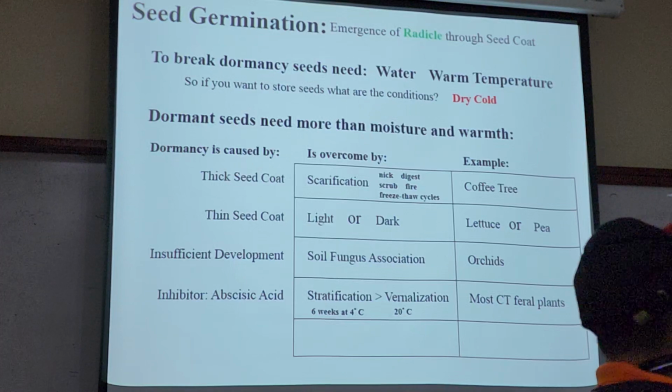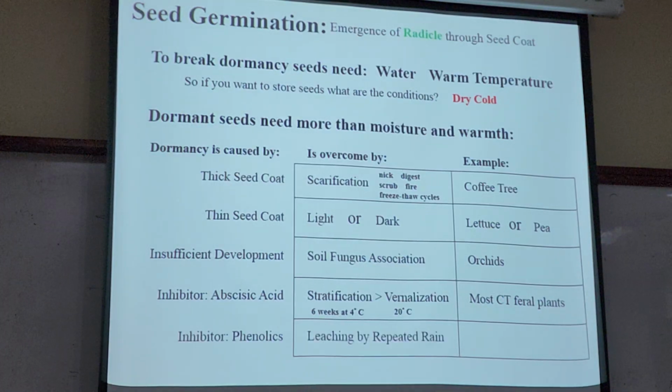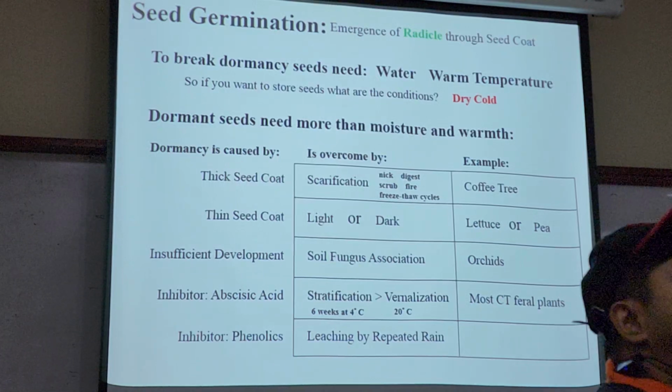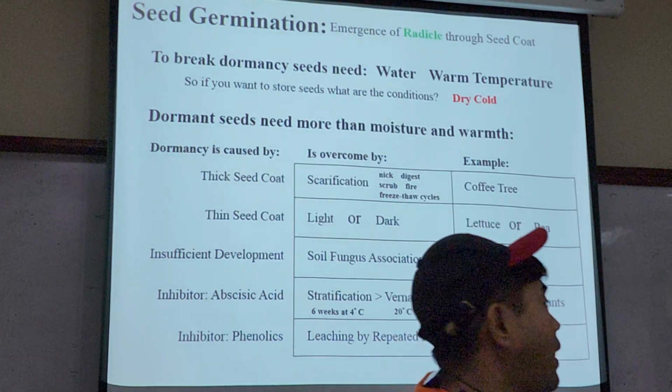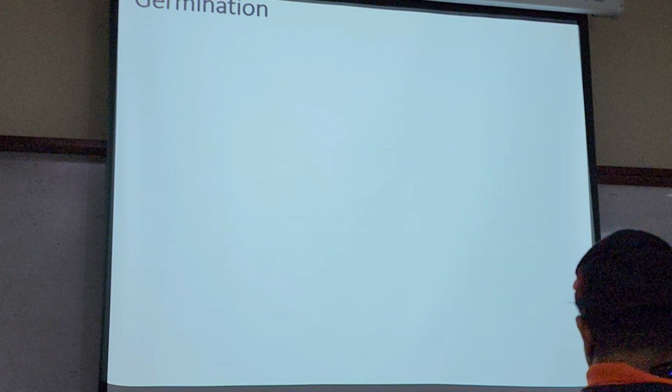So feral, is it a problem? Yes, it can be invasive sometimes. And the inhibitors, like the phenolic compounds, are leached by the repeated rain. This example I have given as well. Like for example the cacti.